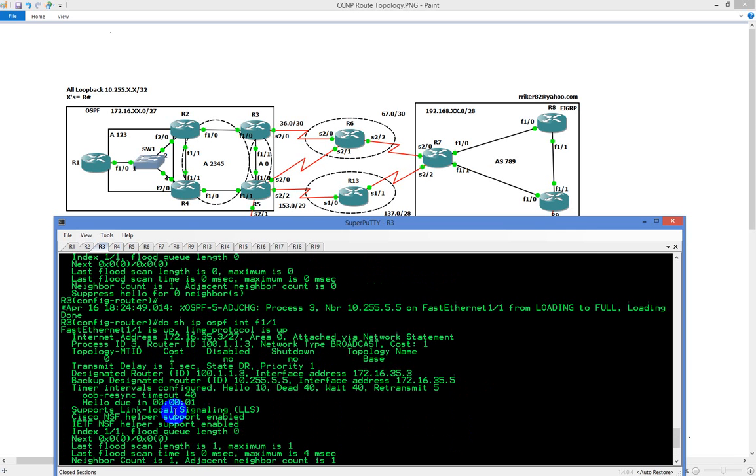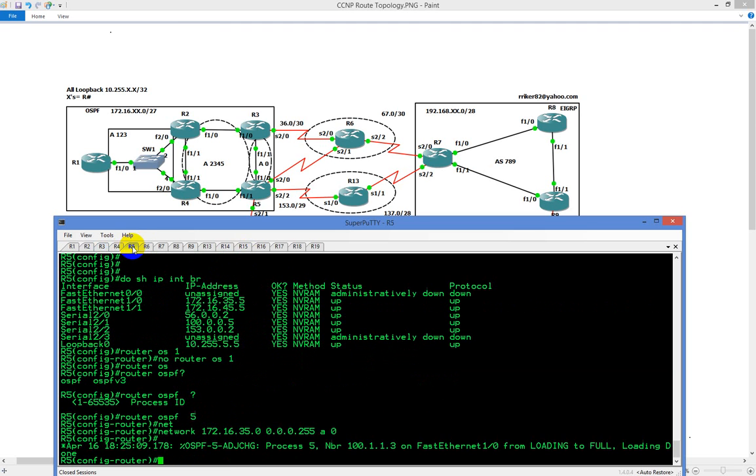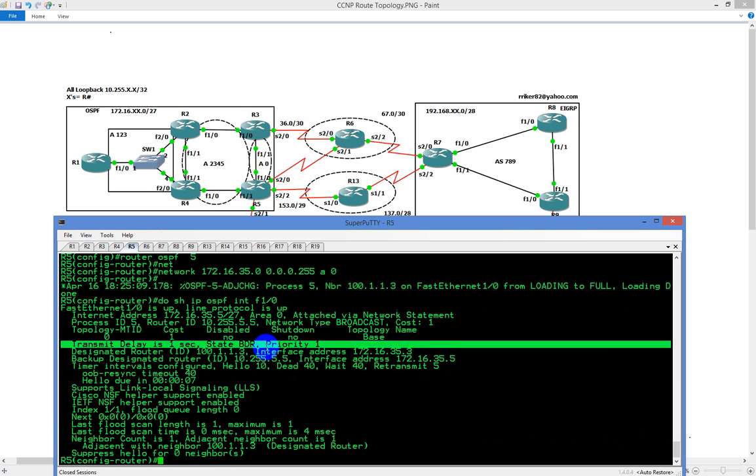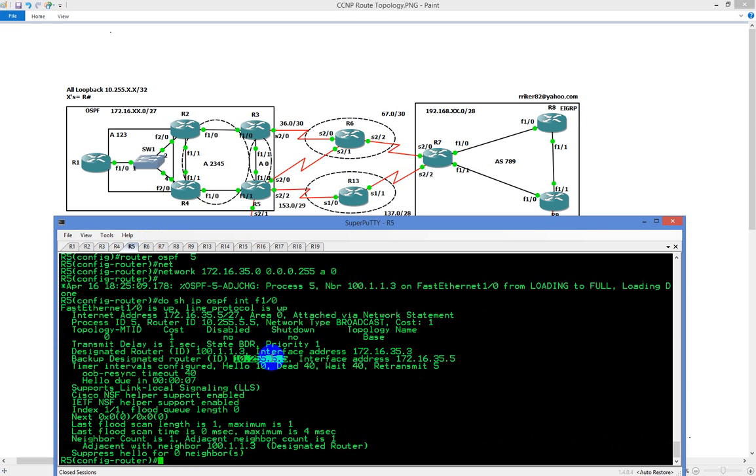When you're dealing with your DR BDR election, by default, any Ethernet interface is going to have a DR priority of 1. Same thing on router 5. If we type in do show ip ospf interface Fast 1/0, I have a priority of 1. My router ID is 10.255.55. So because my router ID is lower than router 3's router ID, that means that router 5 is going to become the BDR, the backup designated router.